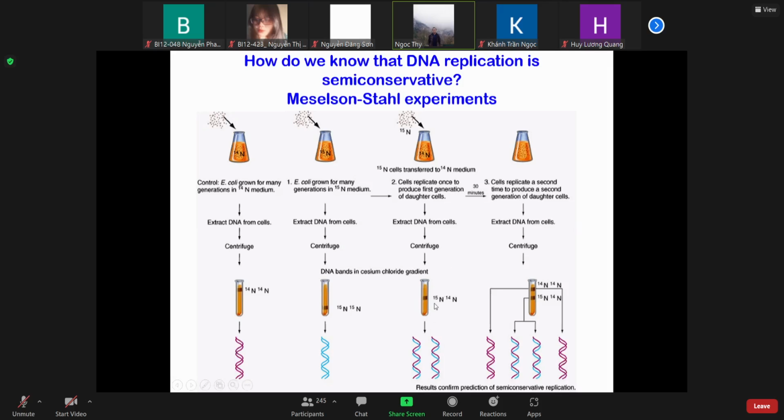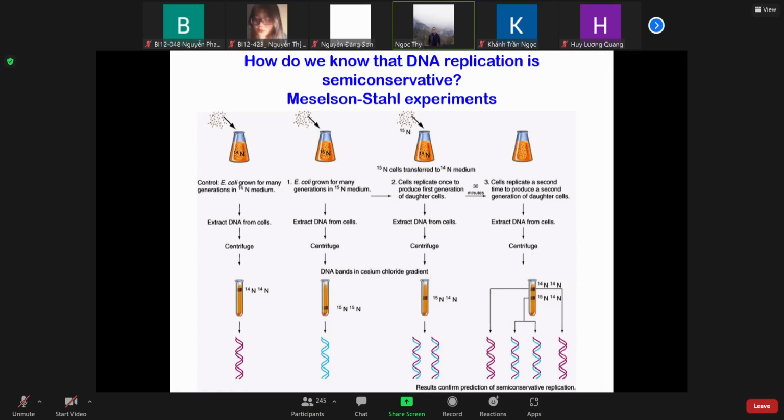After one generation, they found only one band, because of a combination of N15 and N14. After two generations, they found two bands of DNA of the E. coli. The N15 and N14 combination is still there, but there is also a band for lighter N14 and N14. After each generation, the N14 increased. After each generation, the combination of N15 and N14 decreased by half.